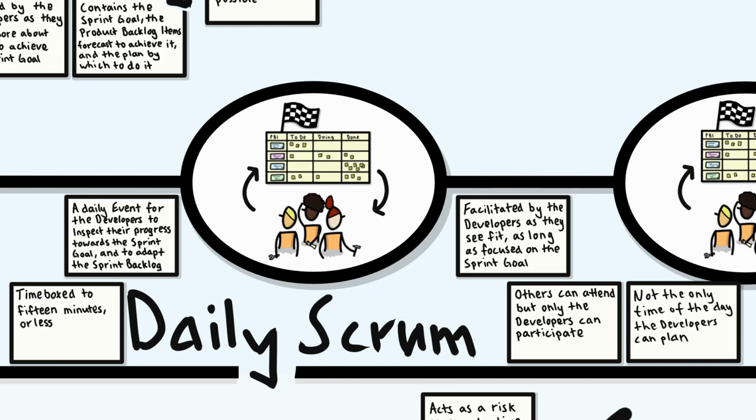It is for the developers by the developers, and they decide how to facilitate the event as long as it remains focused on creating a plan on how to achieve the sprint goal. While others may observe, only the developers participate. It is not the only time in the day that the developers can plan.